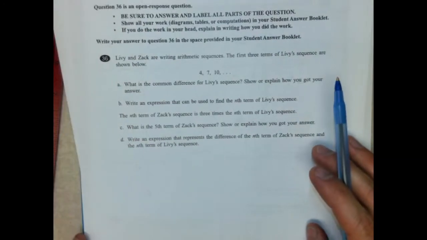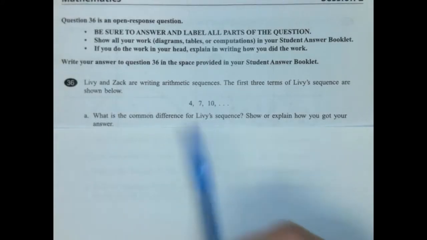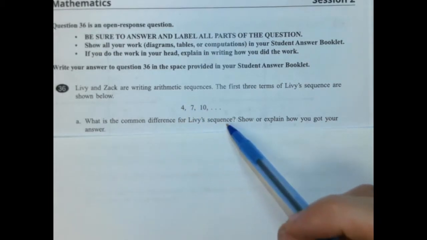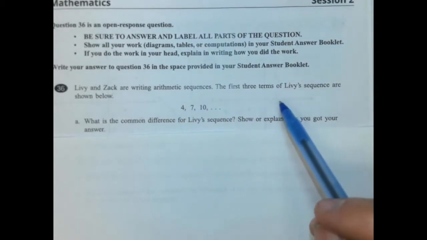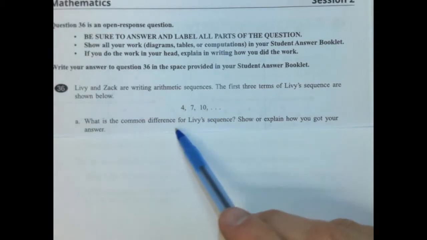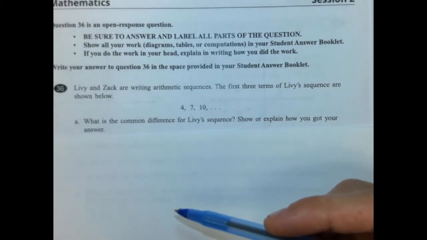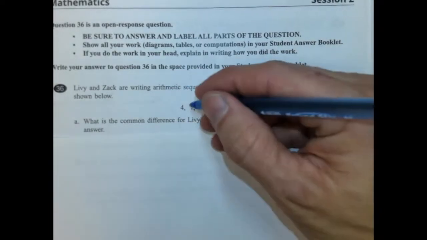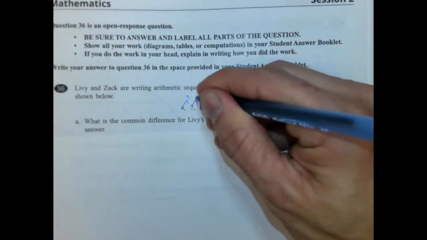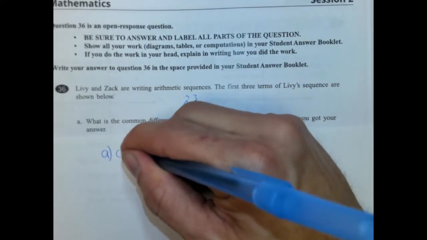We have an open response here. Let me get some paper real quick. Okay, so Livy and Zack are writing arithmetic sequences. The first 3 terms of Livy's sequence are shown below, 4, 7, 10. What is the common difference for Livy's sequence? So common difference is how much it's changing by. And it's changing by 3. It's going up by 3. So A, common difference would be 3.